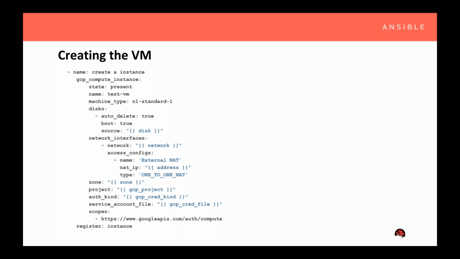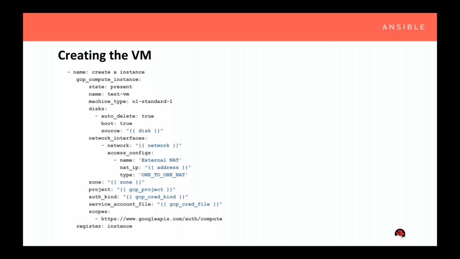I'm assuming we want it to be in the same zone, but depending on what you guys are running locally within your organization, not actually locally. The project you wanted to launch into, the auth kind, the service account file that you're using, and then the scopes, and we're going to register the instance.